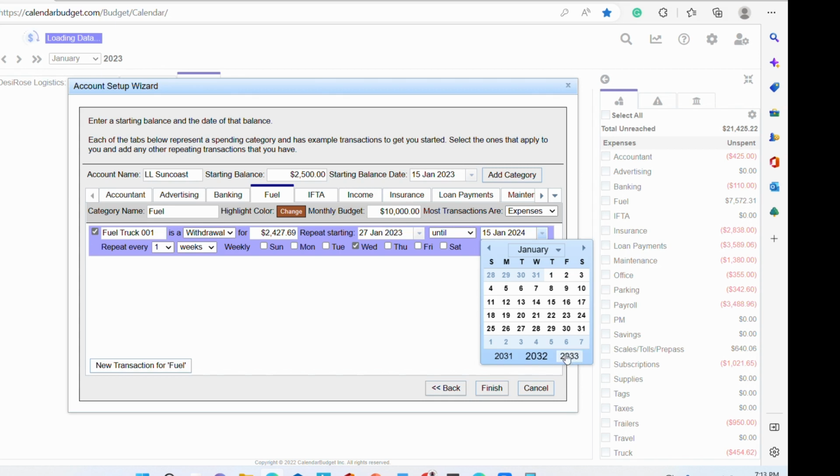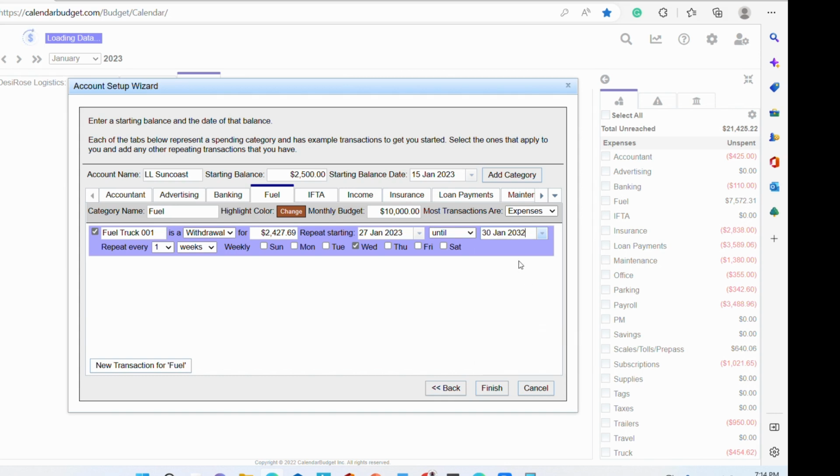Let's stop in 2032 just to make it easy, because you can see 2034 kind of cuts me a little bit. 2033 cuts me, so we'll just stop here. So we're going to say January 30th of 2032. It's really nice because you can go as far as you need to. So there it is. You don't have to click finish yet. You keep that there and you continue to build your calendar. So let's go to the next one.